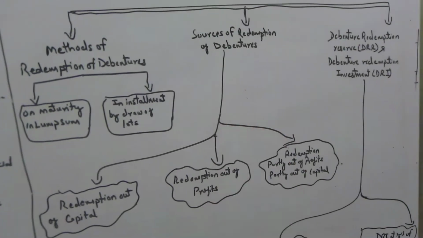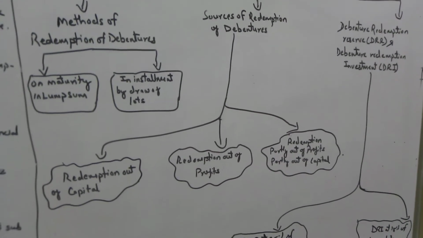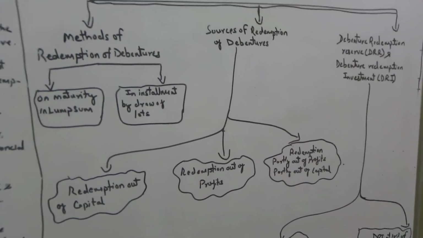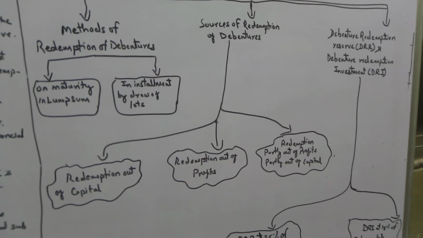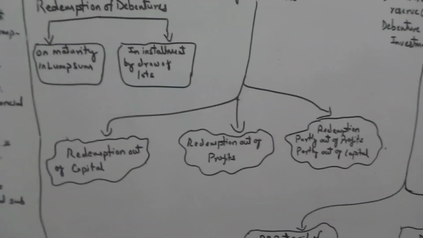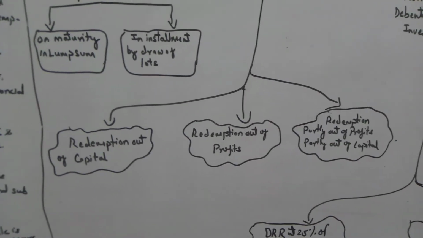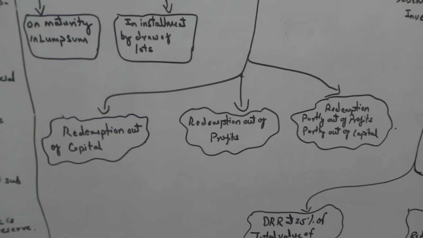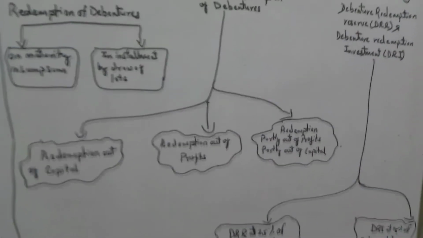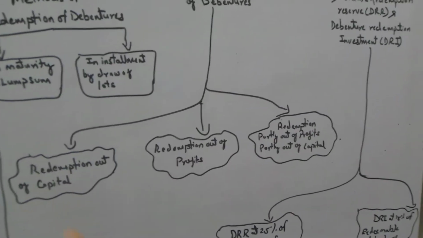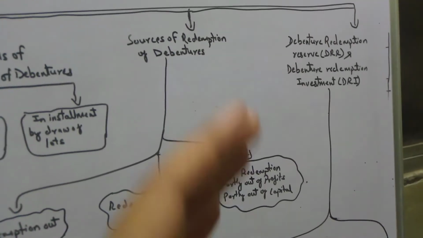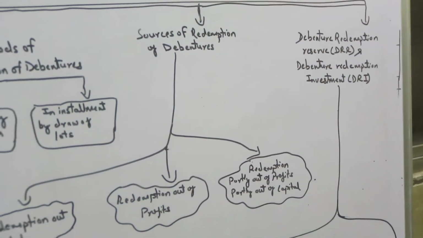Then the second point speaks about sources of redemption of debentures. Here you have 3 points again. What should be the sources of redemption of debentures, from where you will be getting money for repayment? There may be 3 possible cases: the first is redemption out of capital, the second is redemption out of profits, and the third is a combination of these two, redemption partly out of profits and partly out of capital. Then third is debenture redemption reserve and debenture redemption investment.